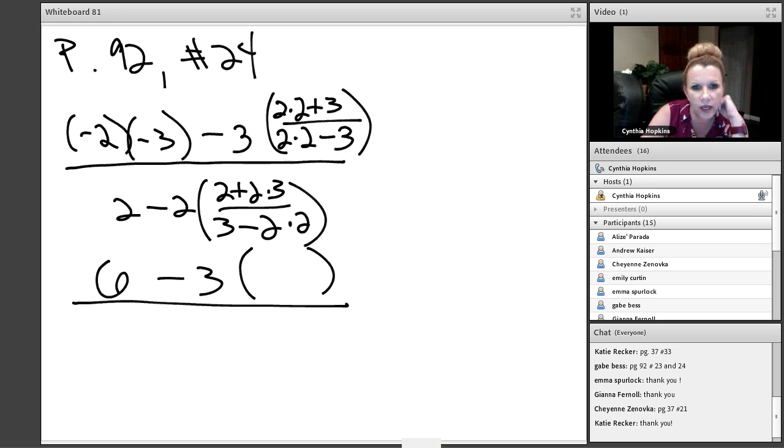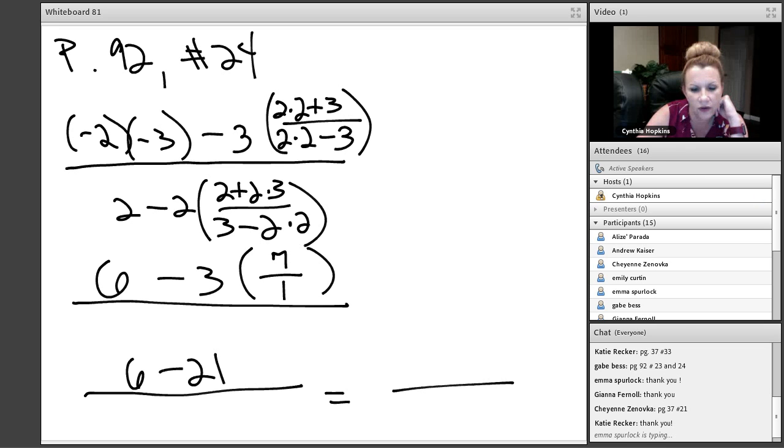So in the numerator, I have 4 plus 3, that's 7. In the denominator, I have 4 minus 3, that's 1. So put another fraction sign. This is just 6 minus 21. So I have negative 15 in my numerator. Okay, now I'm going back to my denominator. I have this 2 minus 2 times, I'm going to simplify that fraction.